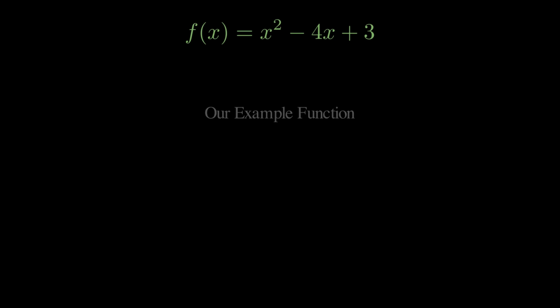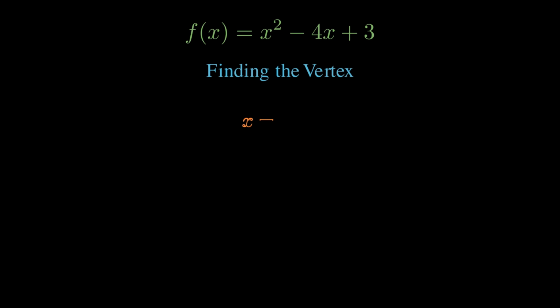Consider the quadratic function f of x equals x squared minus 4x plus 3. Our goal is to analyze this function completely, finding its vertex, axis of symmetry, x-intercepts, y-intercept, and understanding its behavior. First, let's find the vertex.